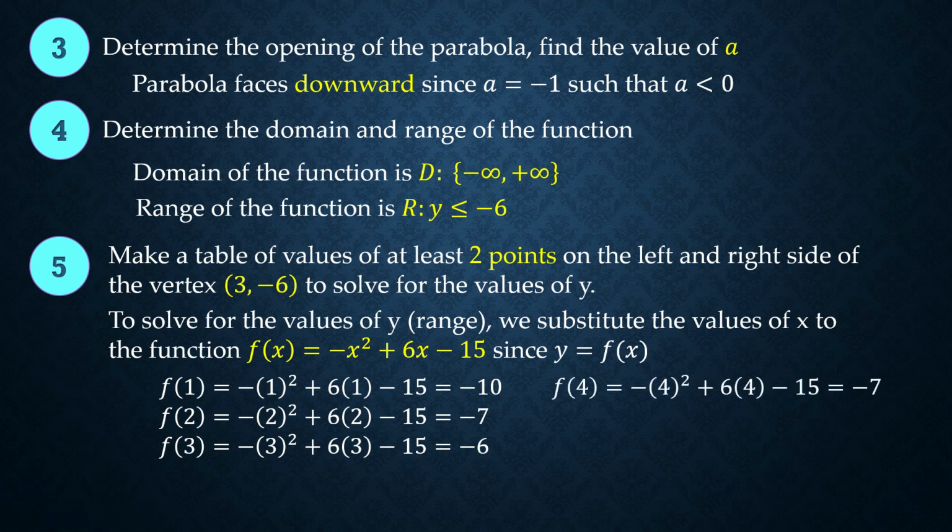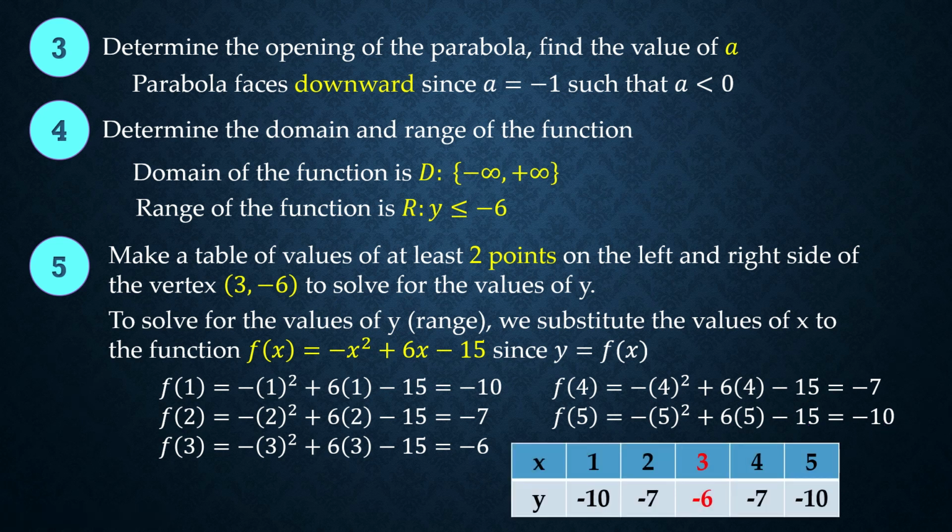If x is 4, the square of 4 is 16. Negative 16 plus 24 minus 15 is negative 7. If x is 5, the square of 5 is 25. So negative 25 plus 30 minus 15 is equal to negative 10. Okay, recheck using your calculator. So that is the table of values: 2 points to the right of 3 and 2 points to the left of 3. So they are the same, negative 7 and negative 10.